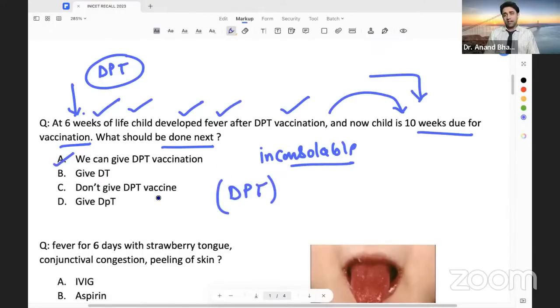But if a child had an inconsolable cry after DPT vaccination and comes back for follow-up, can I give DPT vaccination? Yes, of course, you can. If the question was that a baby had seizures after the DPT vaccination and has now come for the next vaccination, then definitely the DPT vaccine will not be given, because of P for pertussis. Pertussis is very notorious as far as seizures are concerned. But this baby had an inconsolable cry and came for a follow-up vaccination. Do you want to give DPT vaccination? Yes, we can give DPT vaccination.